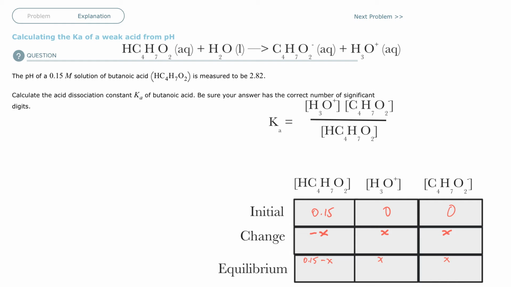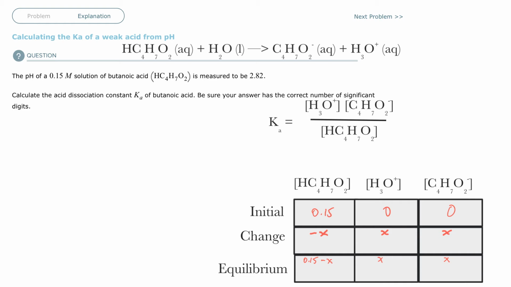So let's find out what X is. X is the change in the concentration of the hydronium, so we need to know what the new concentration of the hydronium is. When the butanoic acid breaks apart, that hydrogen is going to join with the water and make some hydroniums. And then that hydronium concentration is going to get bigger and bigger until it's in equilibrium. And part A is finding out what the equilibrium is.